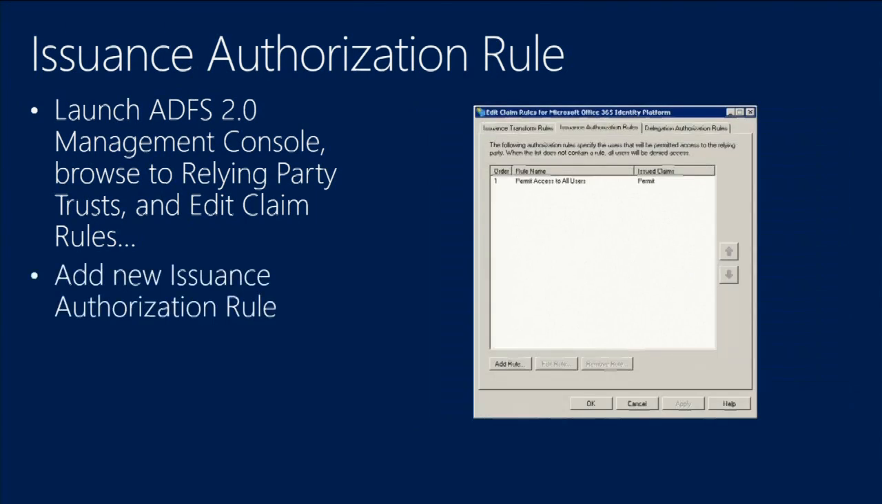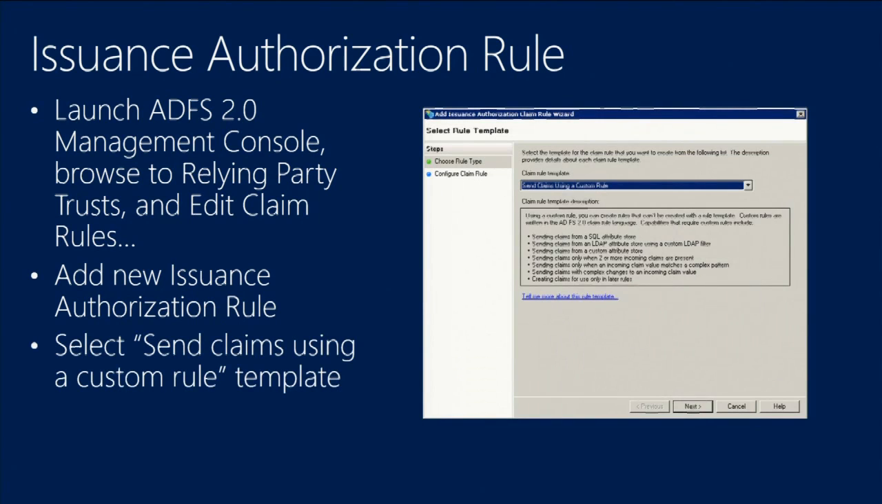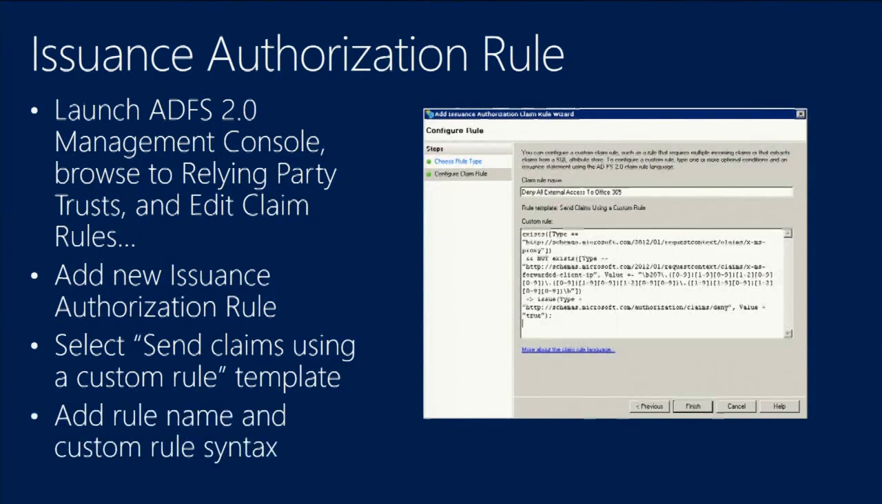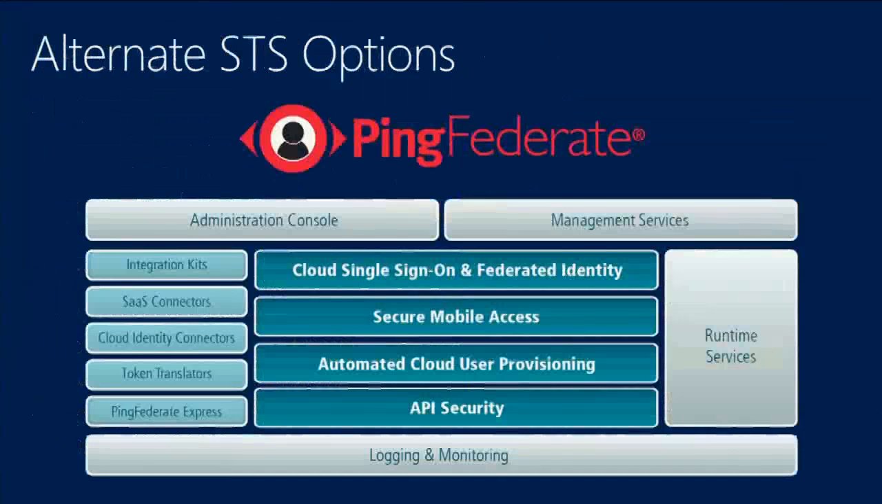So again, you go into the content. You basically say, go into the trusts and edit the claim rules. And this is where you say, okay, I'm going to provide you with this new issuance authorization rule here. So you give it a friendly name, you select the claim type, so based on group membership or whatever rule you're going to do, give it a name, and that's pretty much it. So that is the way to do it in ADFS.